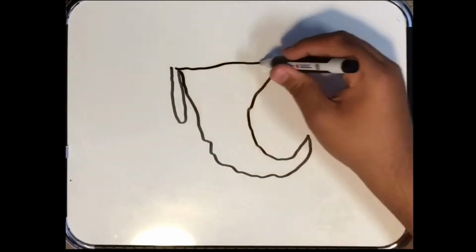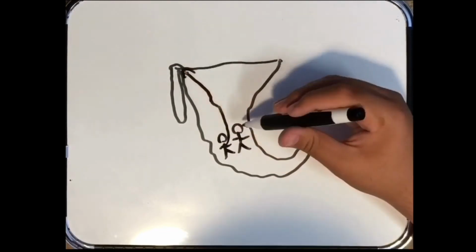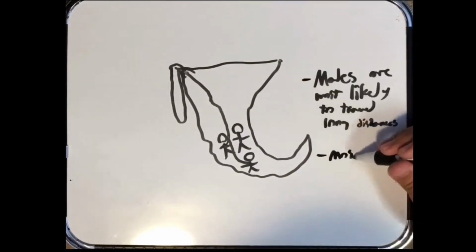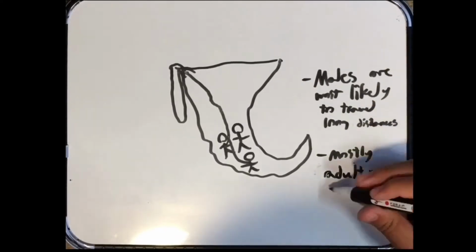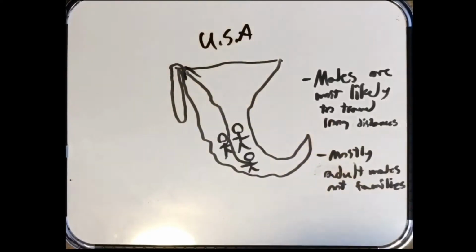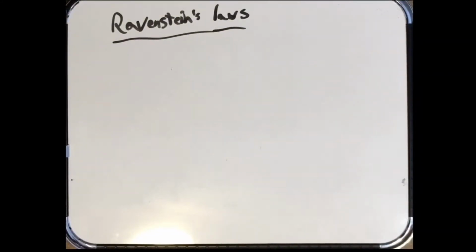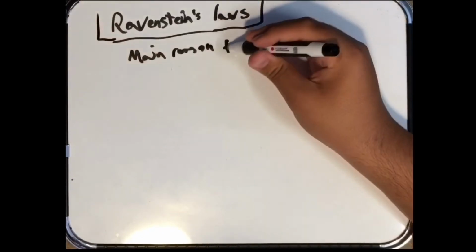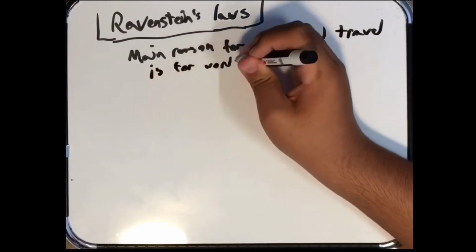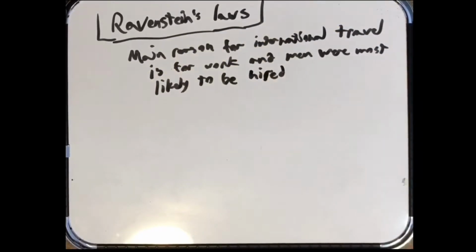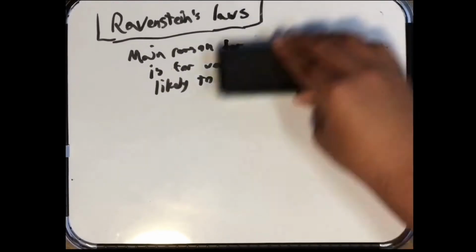In Ravenstein's Laws of Migration, he theorized that most long-distance migrants are male. He also theorized that most long-distance migrants are adult individuals rather than families with children. Ravenstein theorized that males were most likely to migrate long distances. This is because searching for work was the main reason for international travel, and males were most likely to be hired.